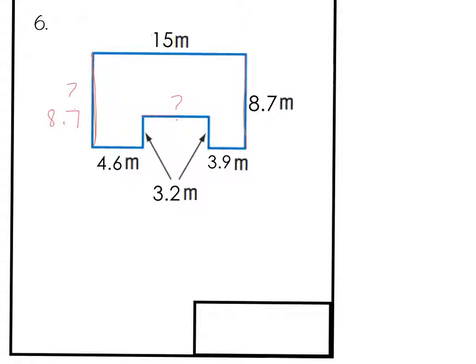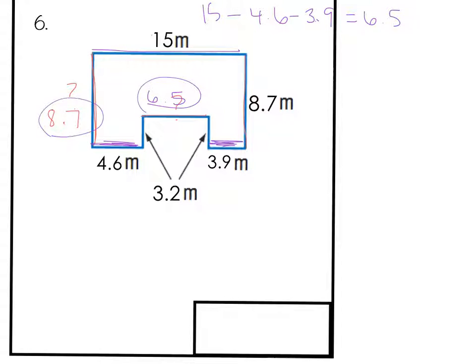And then this distance up here, I actually have to calculate. If I know that this entire distance is 15, this is 4.6, this is 3.9, I can take 15 and subtract 4.6 and 3.9 to figure out what I'm left over with, and I am left over with 6.5. So this distance here is 6.5. So I just figured out those two that I've circled, those distances that I was not given to begin with. And now I have all of the sides, so I should be able to add up everything.